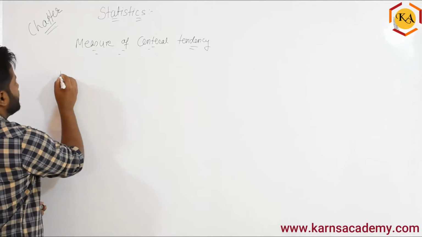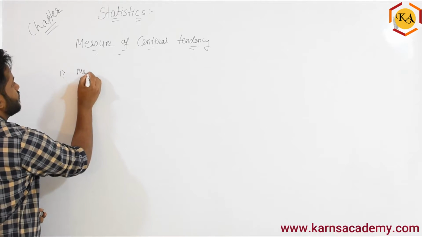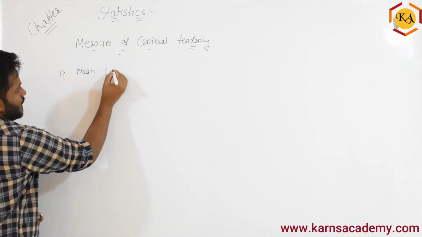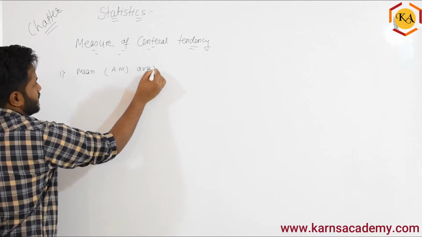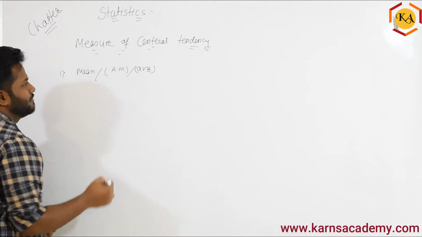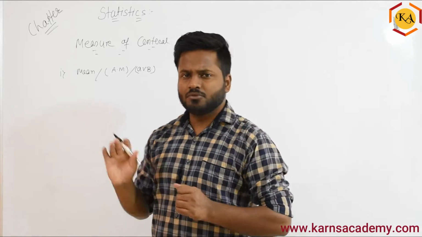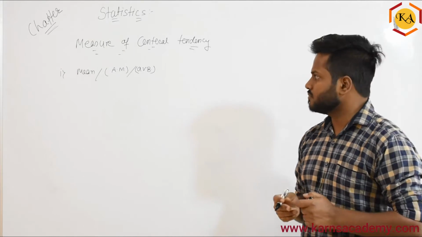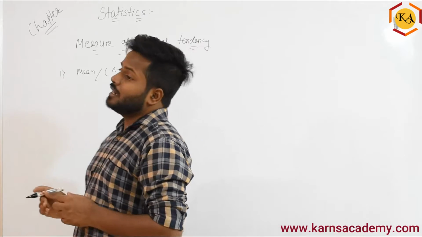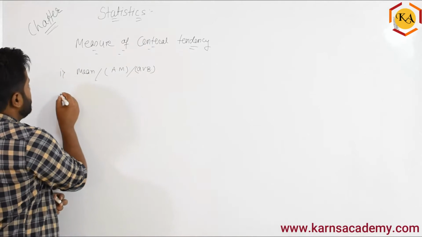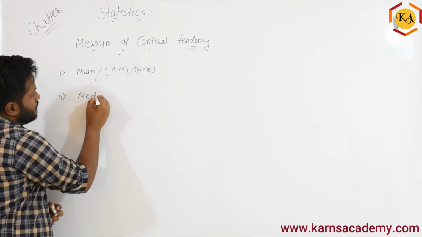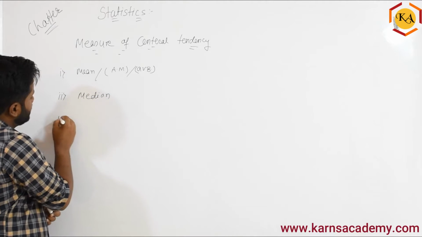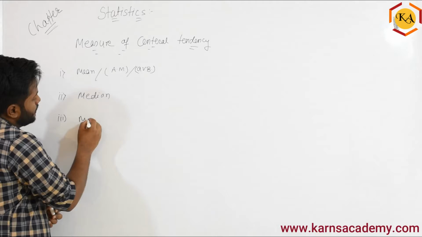So we have a few methods that come under measure of central tendency. The very first method we have is mean. It is also called arithmetic mean, or it is also called average. All these are different names. Don't get confused, all are the same, right? Similarly, we have the second one called median, and the third one we have is mode.